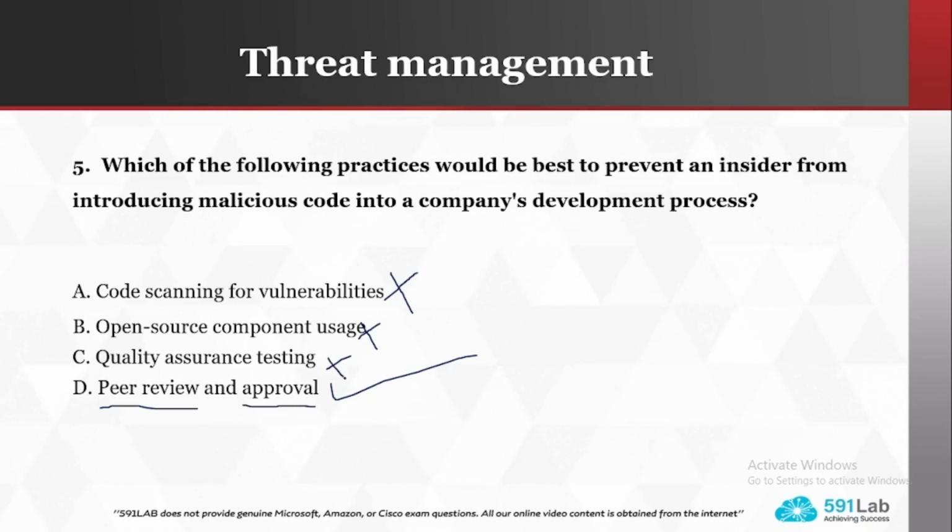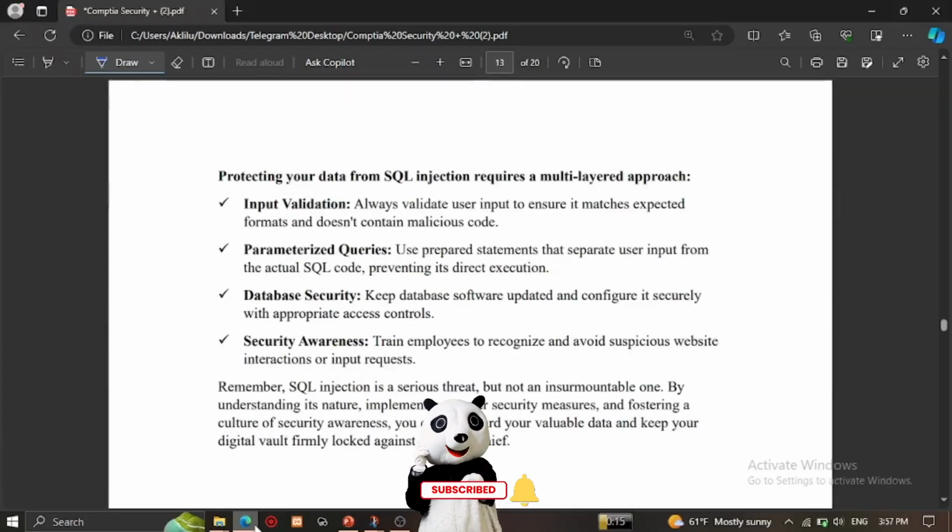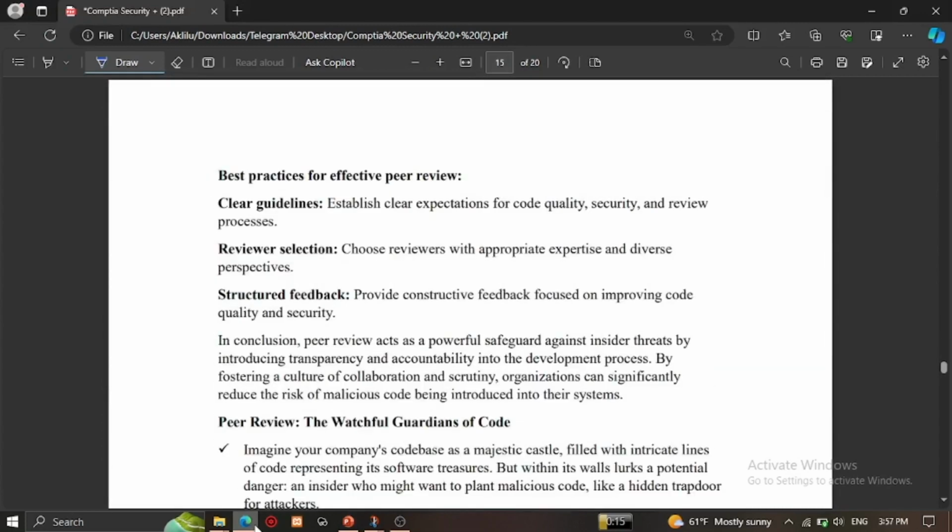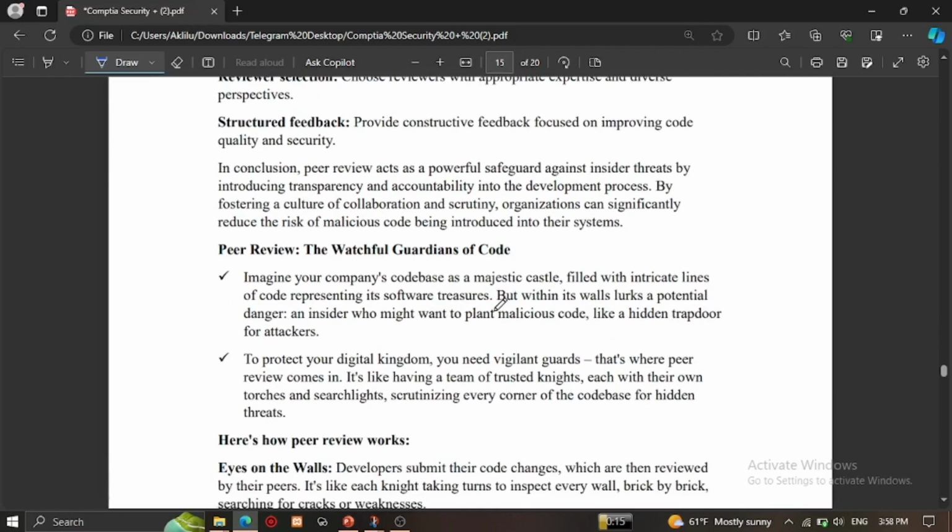So peer review is best practice for insider. This is the benefit of peer review. Best practice for effective peer review: everyone should have a clear guideline, establish a clear expectation for code quality, security and review process. Second is reviewer should be selected appropriately using expertise. Third, structured feedback, provide a constructive feedback focusing on improving code quality and security.